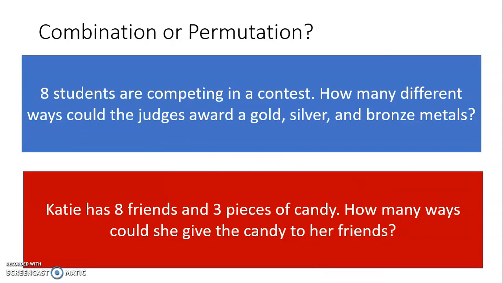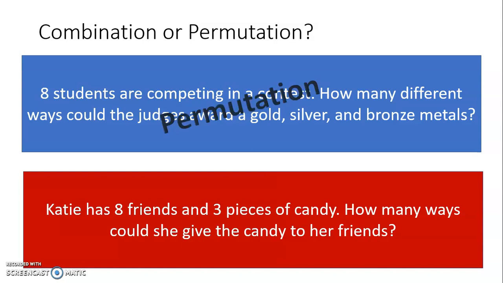So let's look at a couple of examples, see if we can distinguish which one is a permutation, where the order does matter, and a combination, where the order does not matter. A student, or 8 students, are competing in a contest. How many different ways could the judges award a gold, silver, and bronze medal? Second example. Katie has 8 friends and 3 pieces of candy. How many ways could she give the candy to her friends? Take a second, see if you can figure out which one is a combination, which one is a permutation.